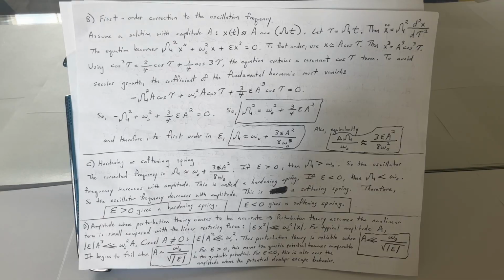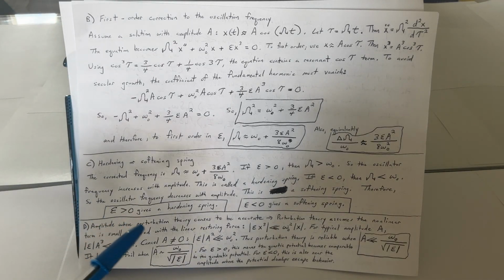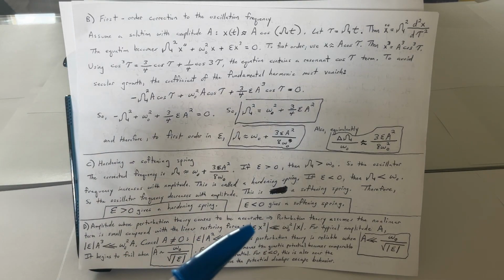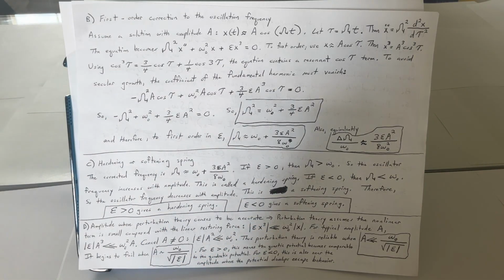Okay, so for letter D here, the amplitude where perturbation theory ceases to be accurate. Perturbation theory assumes the nonlinear term is small compared with the linear restoring force. The absolute value of epsilon x cubed is much less than omega naught squared times the absolute value of x. And for typical amplitude A, the absolute value of epsilon A cubed is much less than omega naught squared A.